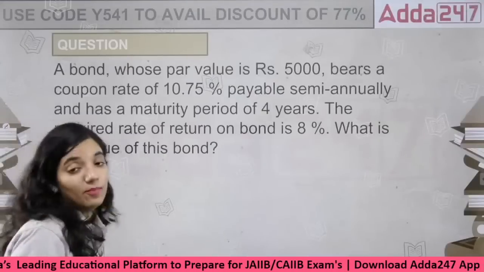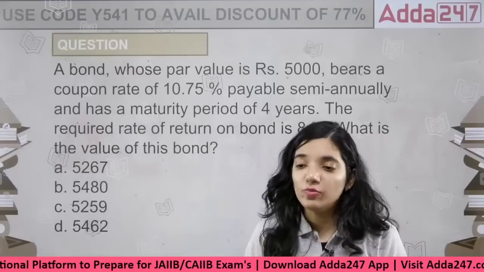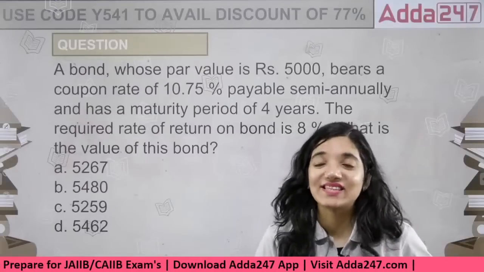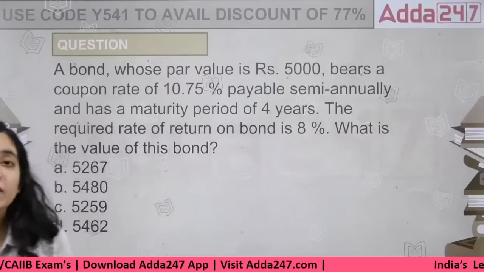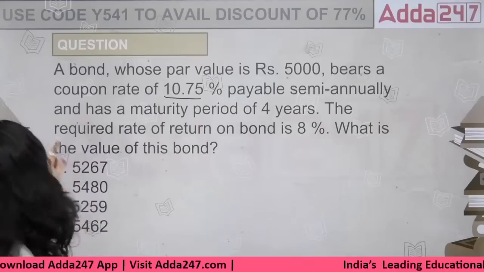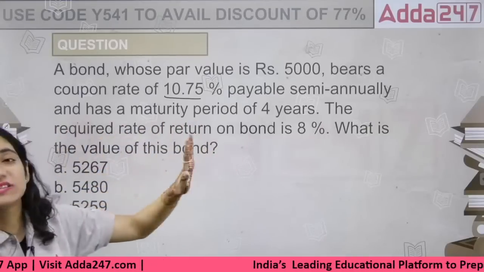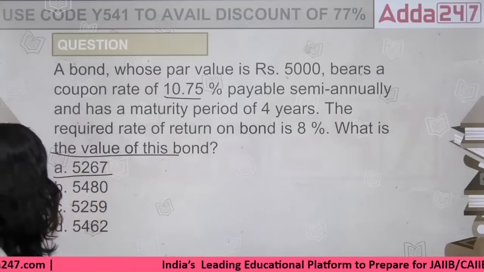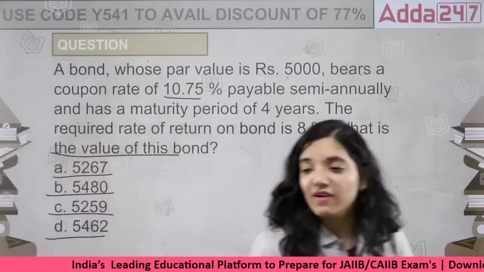Next point. A bond whose par value is rupees 5,000 bears a coupon of 10.75%. That means 10.75% is its interest rate, payable semi-annually. When we talk about semi-annually, that means this particular rate will be halved. Then it has a maturity period of 4 years. The required rate of the bond is 8%. What is the value of the bond? Is the value of the bond 5267, 5480, 5259 or 5462? What would be the value of the bond?